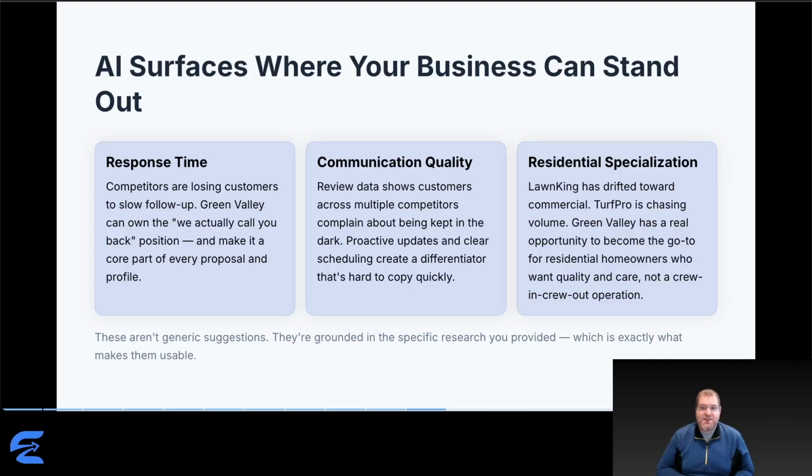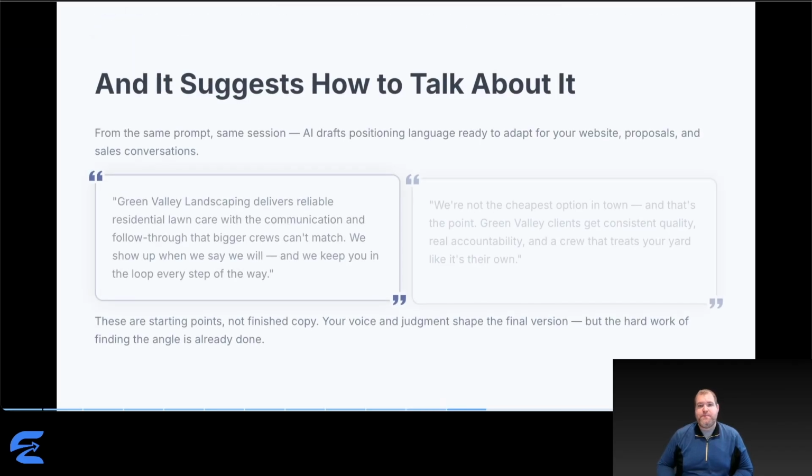Residential specialization. Lawn King has drifted towards commercial, Turf Pro is chasing volume, and there's a real opening to become the clear choice for residential homeowners who want quality and consistency. These aren't suggestions pulled from a landscaping industry playbook. They came from the specific research Green Valley provided. That's what makes them usable.